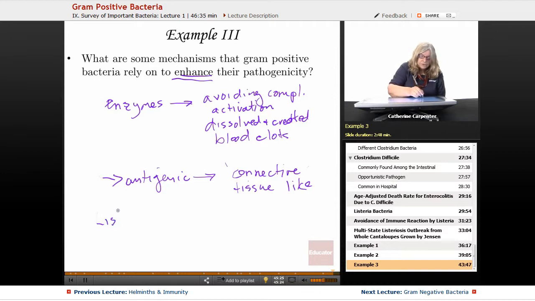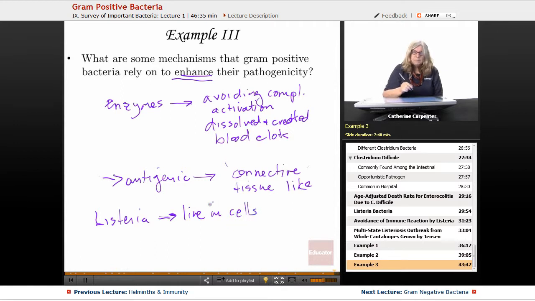Listeria. Remember Listeria? Those bacteria did a great job of basically living, right? They live inside those cells. And because of that, it takes them quite a long time to gain hold and colonize. Remember, those are the two important things that bacteria need to do in terms of survivability in the human host. So these are different ways that gram-positive bacteria have used to enhance their pathogenicity.